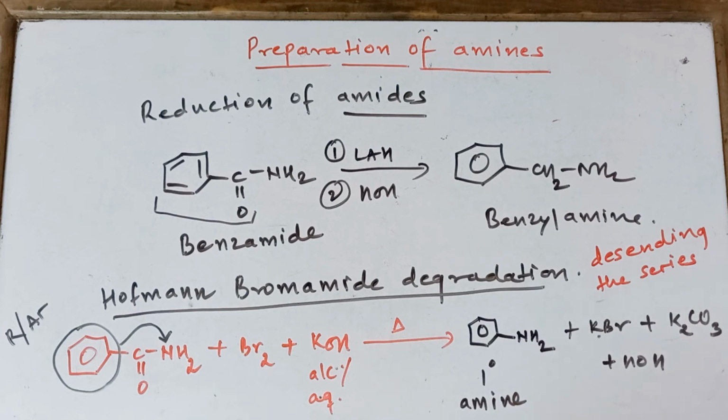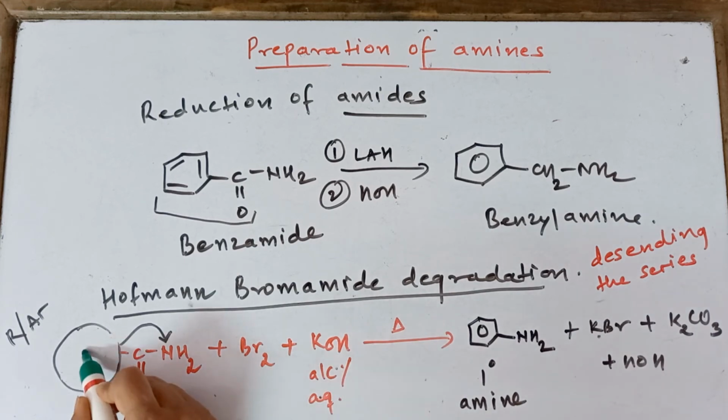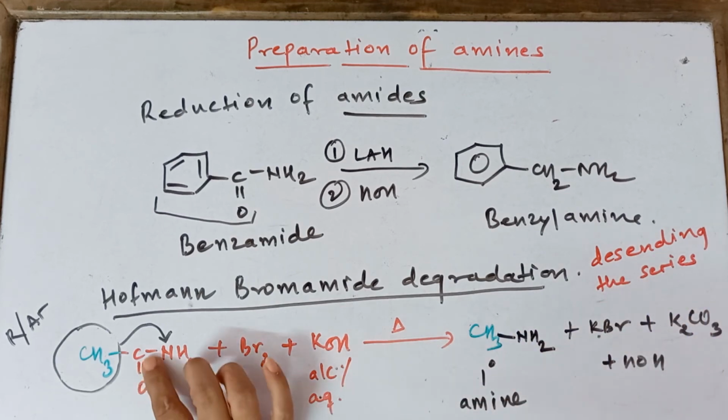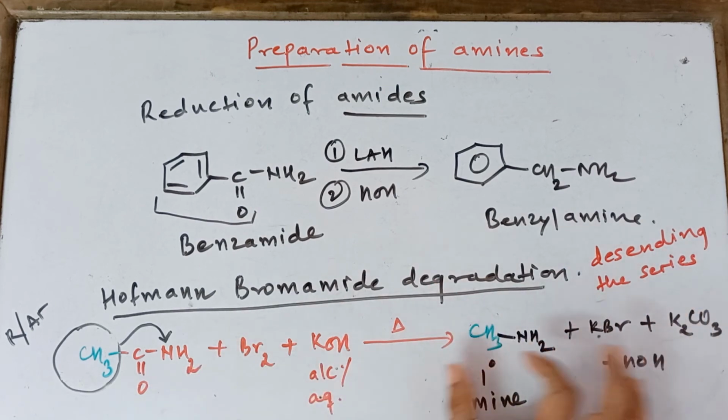Now children, Hofmann bromamide degradation is applicable to only primary amides, both aliphatic as well as aromatic, which means that if I just replace this with an aliphatic compound, something like this, then your product is simply going to be CH3NH2. So that's the same way as you did for aromatic. So Hofmann bromamide degradation is a method wherein we are losing carbon atom number 1 from the parent compound. We are losing one carbon, so it's called descending the series. Let's go to the next reaction.